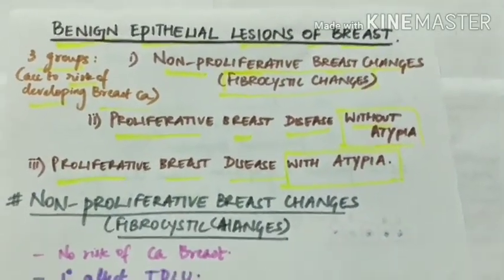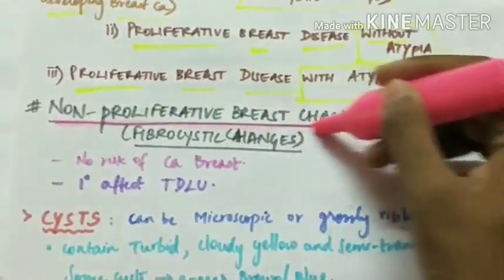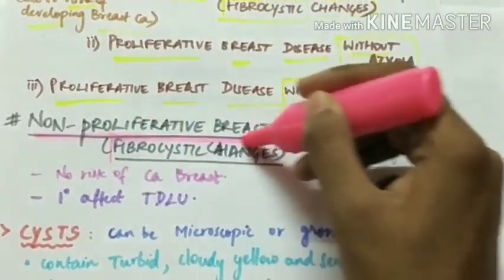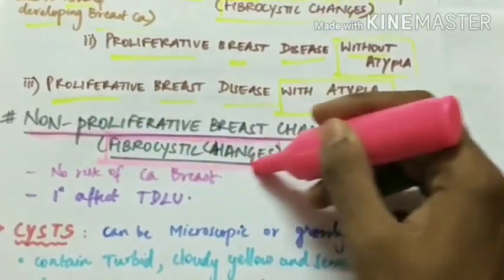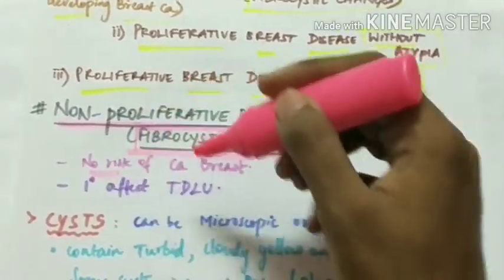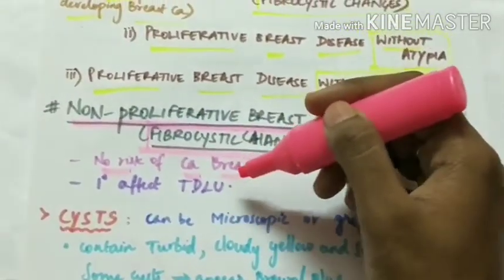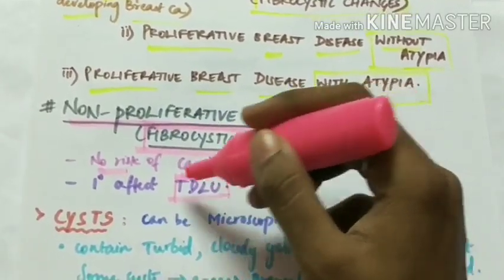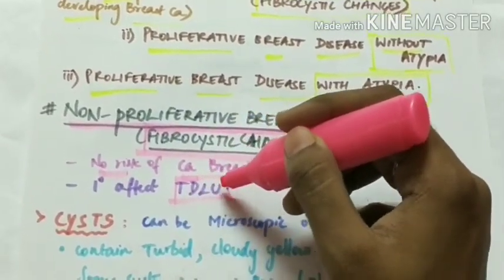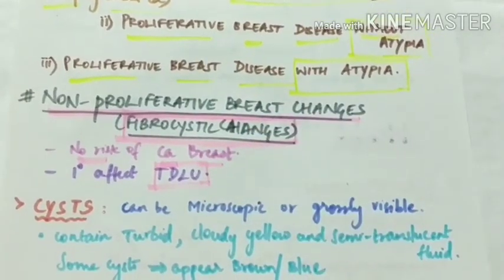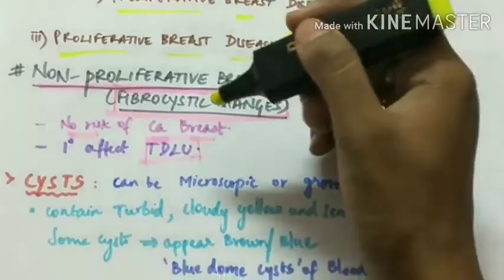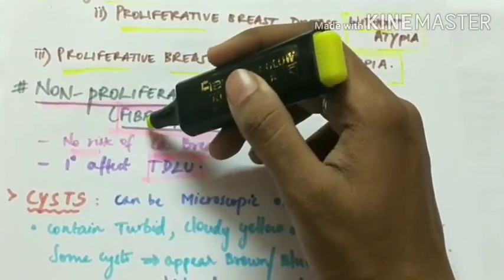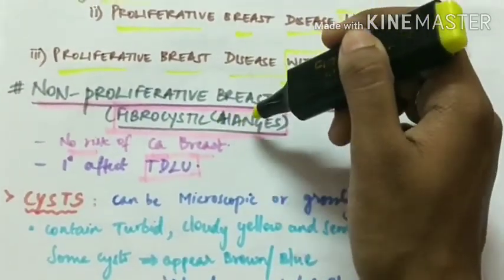First, let's see the non-proliferative breast changes, that is the fibrocystic changes of the breast. They do not have the risk for carcinoma breast and they primarily affect TDLU. TDLU stands for terminal ductal lobular units. As the name suggests, it consists of fibrous diseases and cystic diseases of the breast.